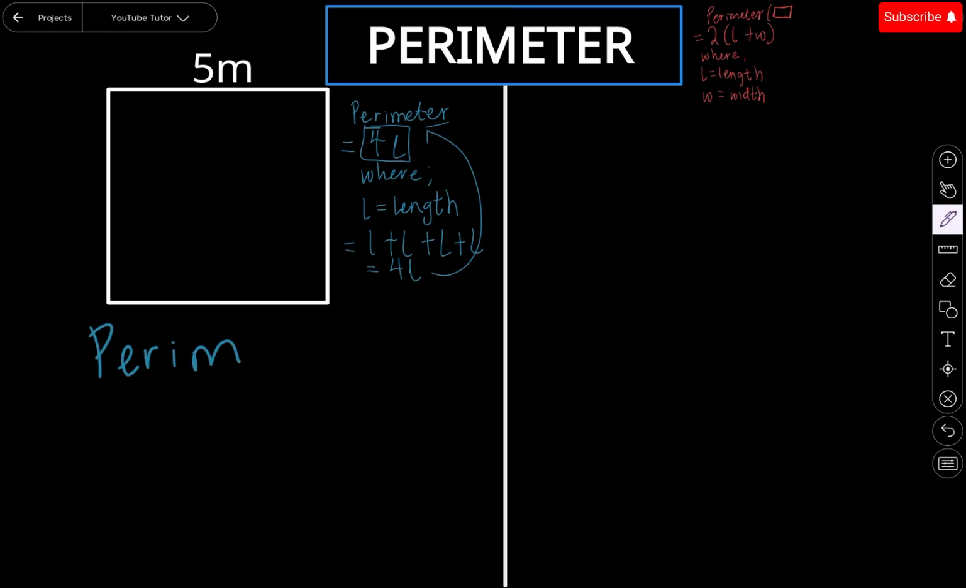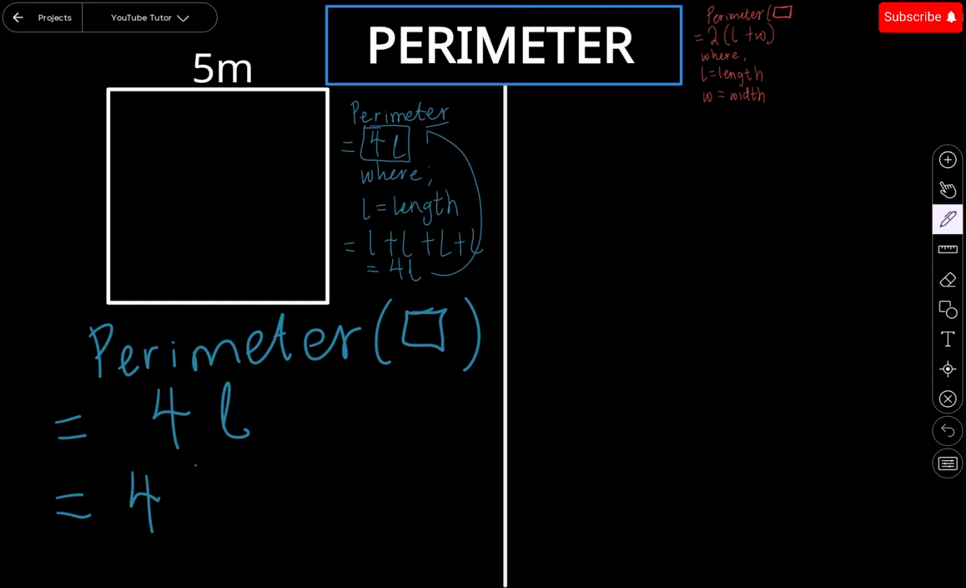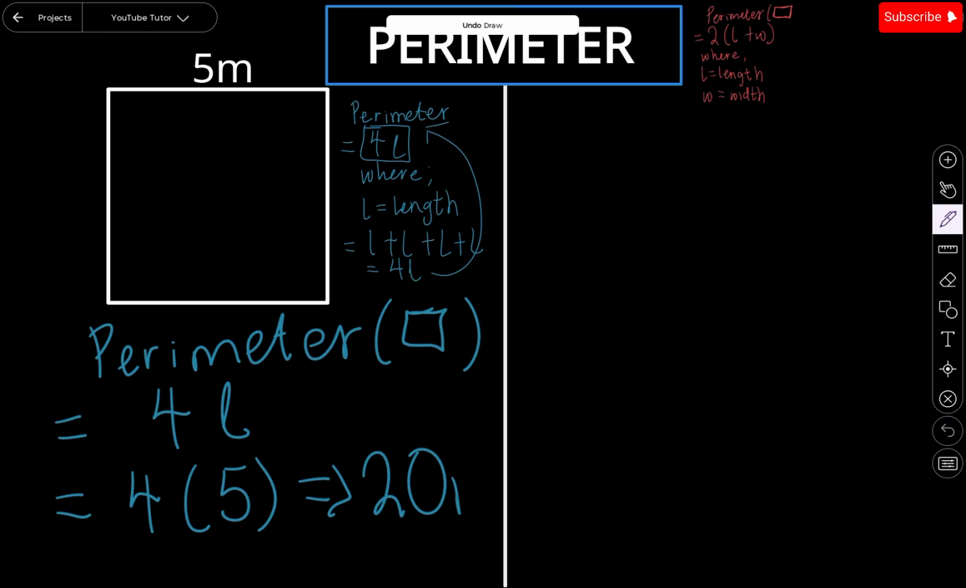the perimeter of this one, a square, is 4L. Now with 4L, we just substitute 4 and the L is 5. So when we substitute it, we get 20. Now not just 20, we have a unit here, which is meters. So the unit is very important in the answer. When you bring an answer without a unit, you can be penalized for that. So make sure you always bring your unit.